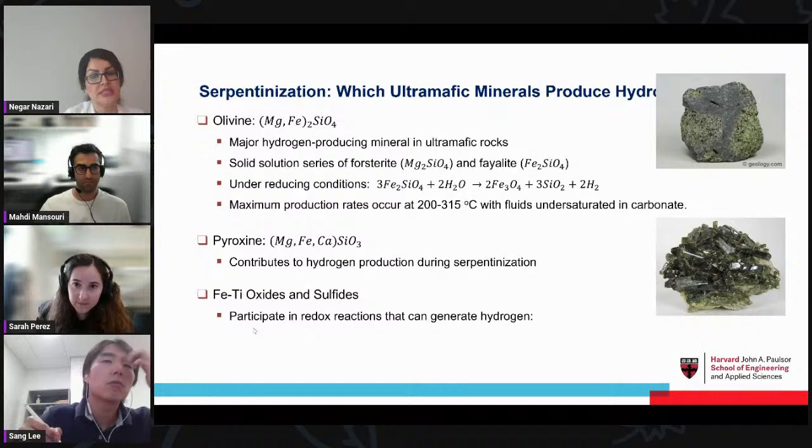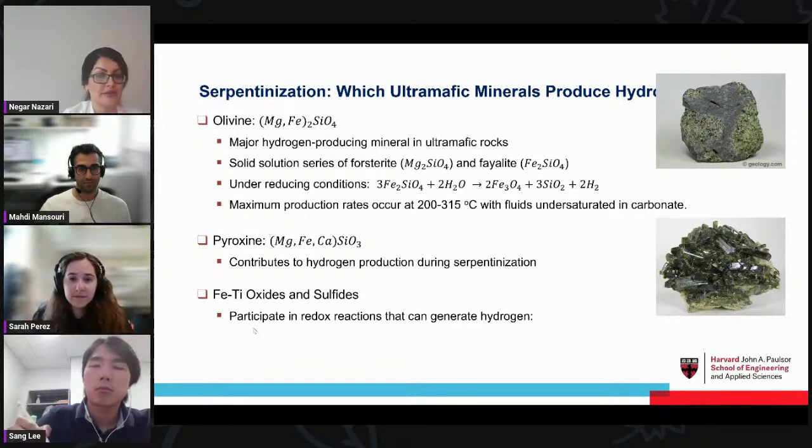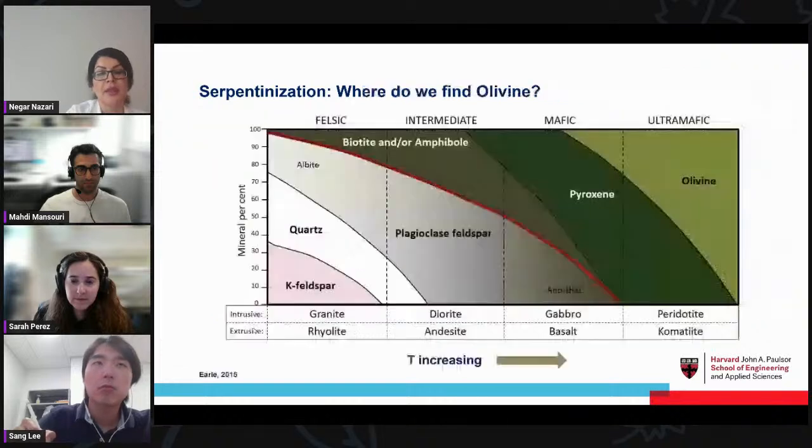The second one, which is not as popular as olivine, is called pyroxene. The only difference is that in addition to magnesium and iron, pyroxene contains calcium as well. And this one also contributes to hydrogen production through serpentinization. Other sources are iron titanium oxides and sulfides.